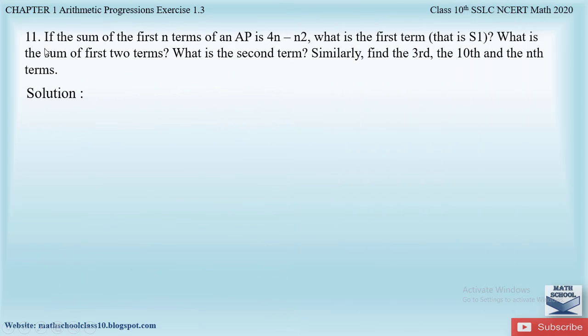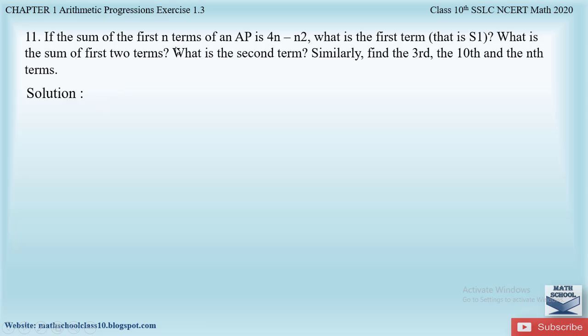Question number 11 from exercise 1.3, chapter 1, arithmetic progressions says: if the sum of the first n terms of an AP is 4n minus n², what is the first term? What is the sum of the first two terms? What is the second term? Similarly, find the third, 10th and the nth terms.